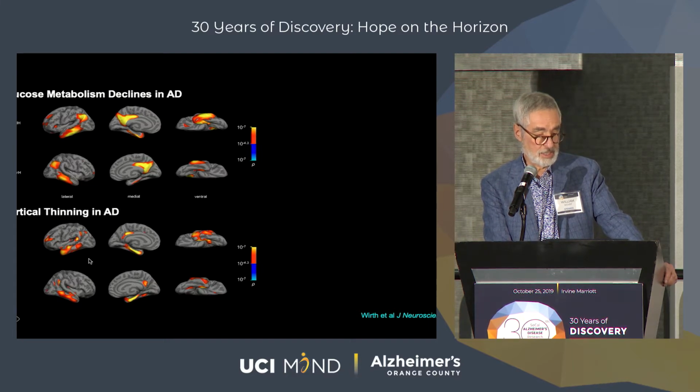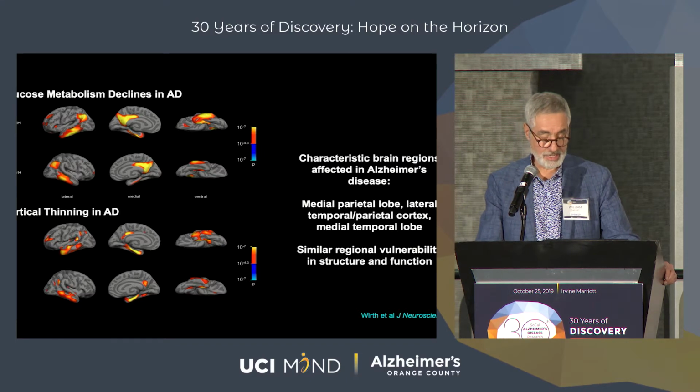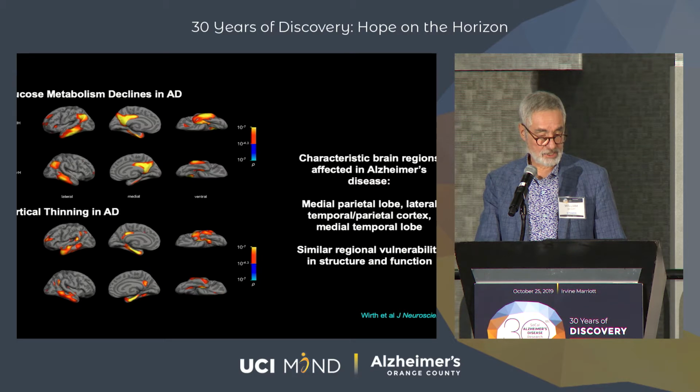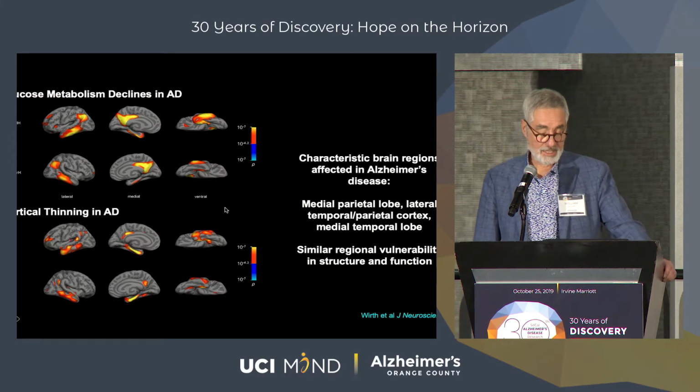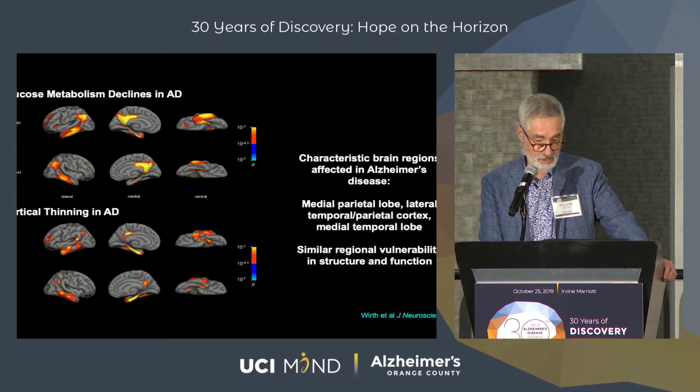And so these changes in metabolism and cortical thickness have been known about for a long time, and we really haven't understood very much about how they come about. What we do know is they tend to be related to the clinical state of the patient. So if these are more severe, patients generally have more severe symptoms. And there is a very similar pattern to this, what we call regional vulnerability for metabolism and atrophy, and I'm going to come back to that as we go through the talk.